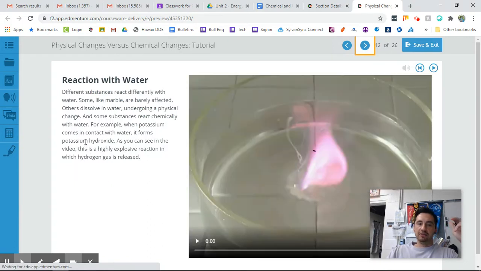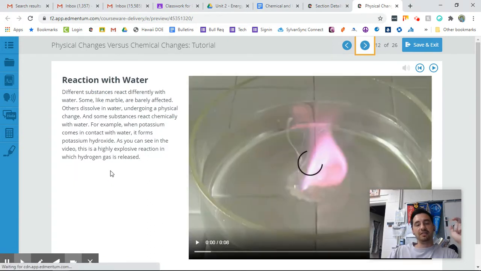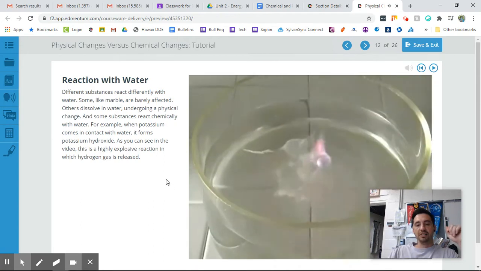So here we go, look, reaction with water. Oh yeah, this is a really cool example here. We have sodium or potassium. This is potassium in water. When it reacts with water, it actually catches on fire.